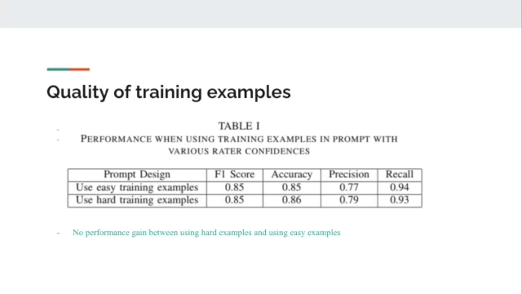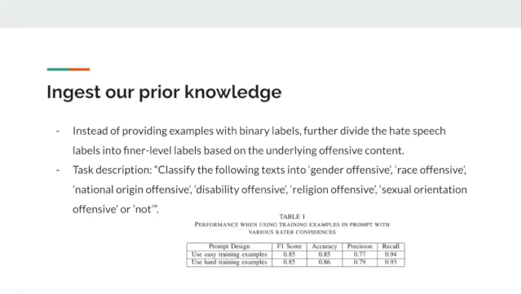However, using hard examples in the prompt shows no obvious performance gain compared to using the easy ones, as you can see from the information in Table 1. Now, let's talk about how we can ingest our prior knowledge. From Table 1, we can find that even though the model can achieve very high recall, the precision still has a lot of room for improvement. To achieve this, we explore other avenues beyond the training examples.